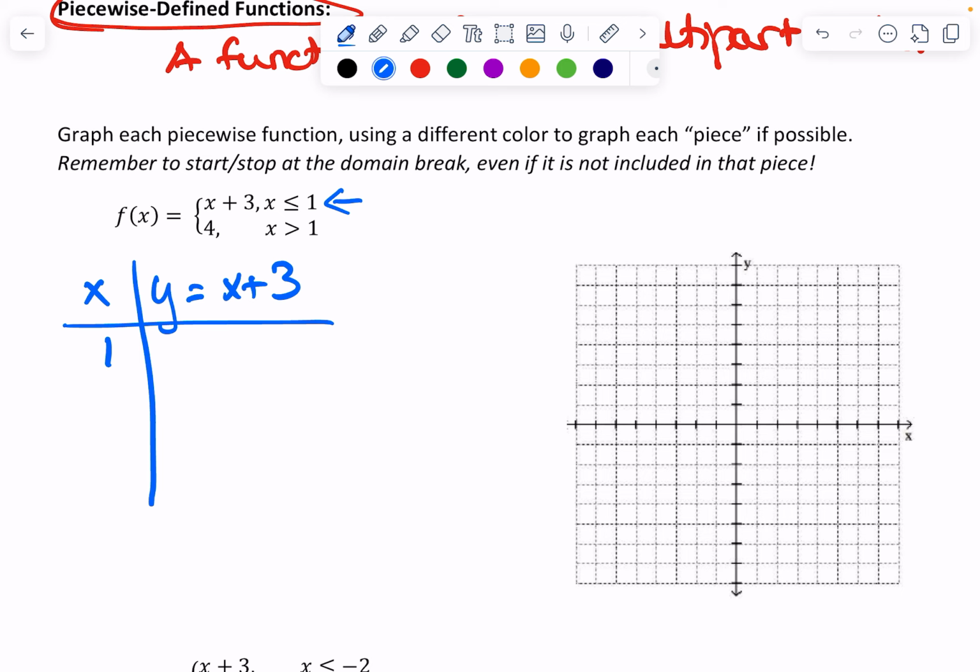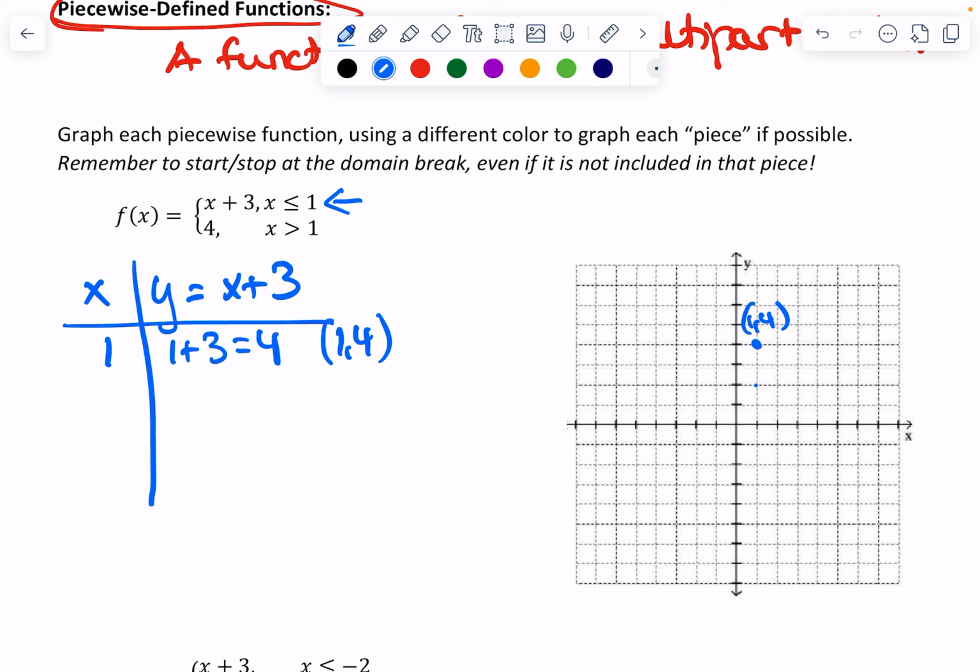So I'm just going to make a table and plot the points here. So 1 plus 3 equals 4. So our first point is going to be (1, 4). 1, 1, 2, 3, 4. There's our point (1, 4). And it is included because we have that line under, so I can do a solid dot there.